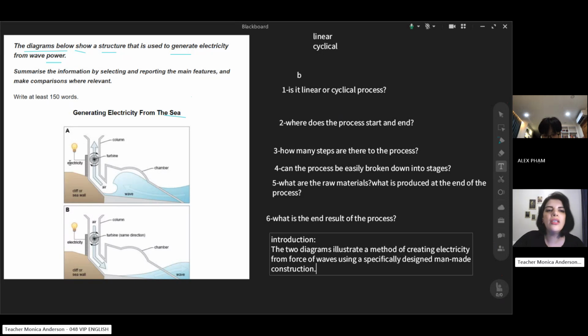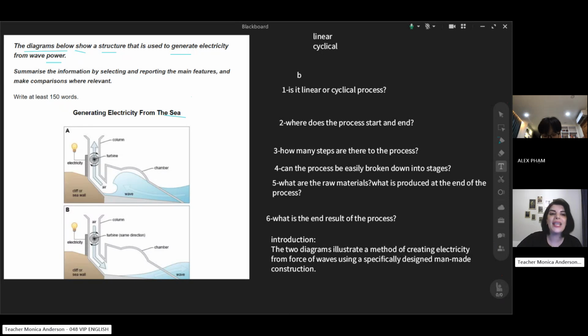These two diagrams illustrate a method of creating electricity from the power, the force of wave, using a man-made thing. Of course, as you know, this column, this turbine, all of them are made by human, by us. So this is my introduction. Is it clear? Okay. Actually, introduction is really easy, but overview and main features.